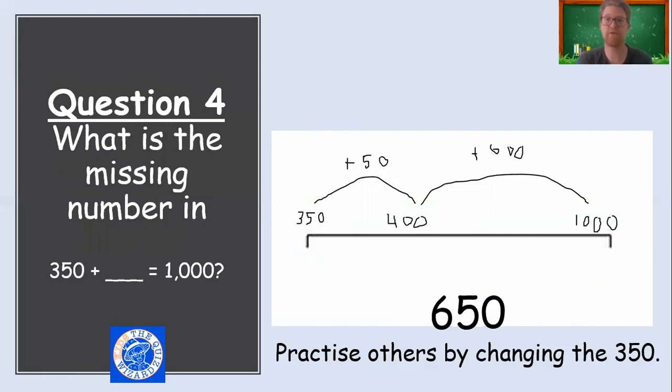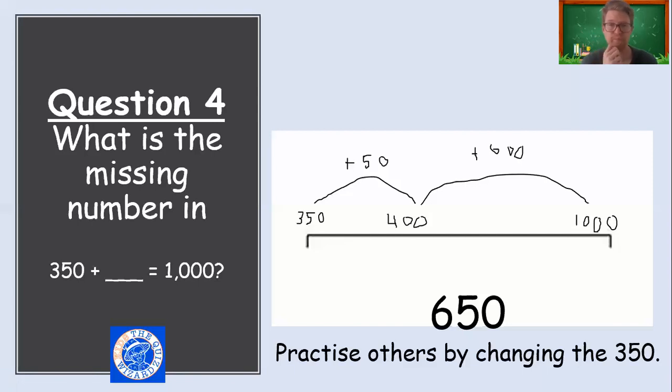And then to get from 400 to 1000, you have to add 600. 500, 600, 700, 800, 900, 1000. Put those together, 650. If you're using the box method, then 1000 would be at the top, and you do 1000 take away 350. That's another way of doing it.